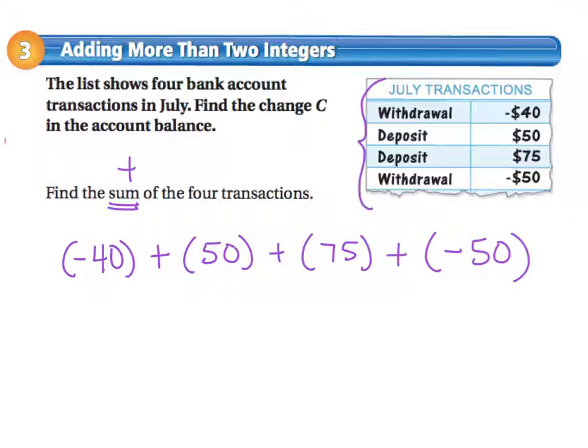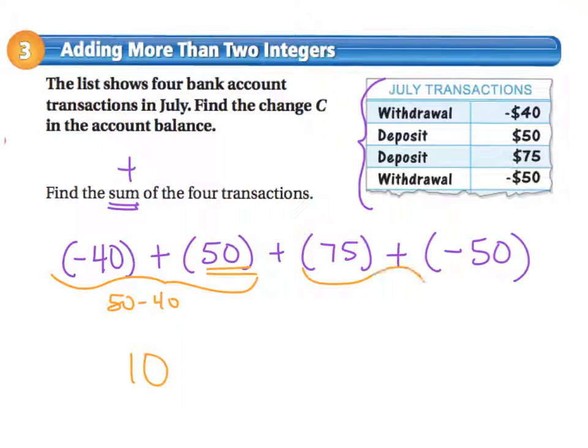Next, what we want to do is figure out what this equals if we solve it. Look at 2 numbers at a time. I'm going to start with my first 2, negative 40 plus 50. One's negative, one's positive. Different signs, so I'm going to subtract my numbers. 50 minus 40, which is 10. 50 is my bigger number, so it's going to be a positive 10.